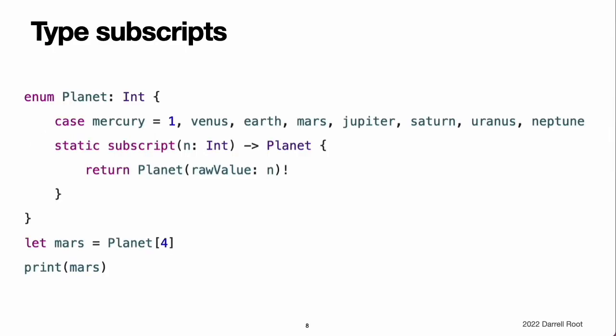Type subscripts. Instance subscripts, as described above, are subscripts that you call on an instance of a particular type. You can also define subscripts that are called on the type itself. This kind of subscript is called a type subscript. You indicate a type subscript by writing the static keyword before the subscript keyword. Classes can use the class keyword instead to allow subclasses to override the superclass's implementation of that subscript. This example shows how you define and call a type subscript.